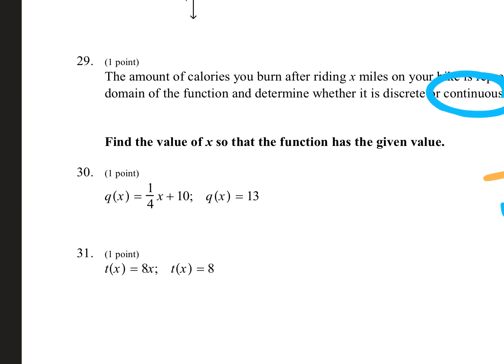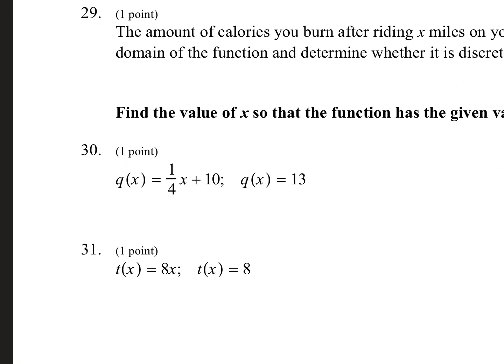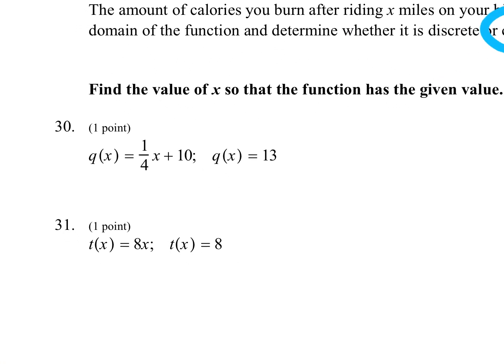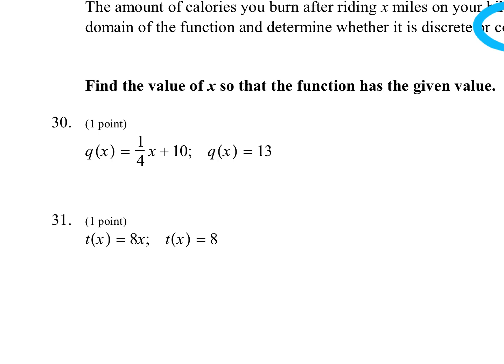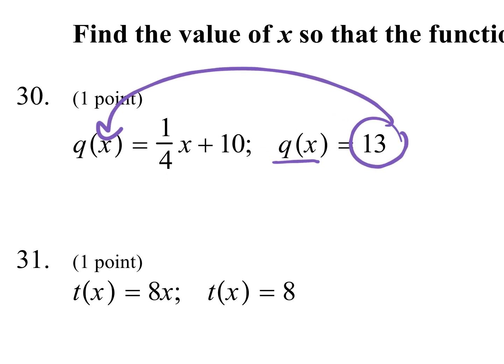All right, let's look at 30. What would I do to solve for 30? Yes, you would implement 13 for Q of X. Perfect. It says Q of X is 13. So I would take 13 and plug that into the Q of X. So I would say 13 is equal to 1/4 X plus 10.